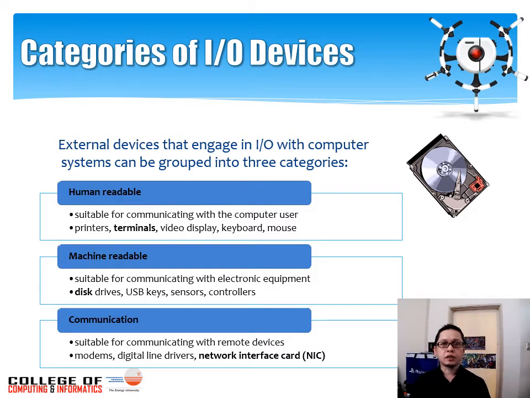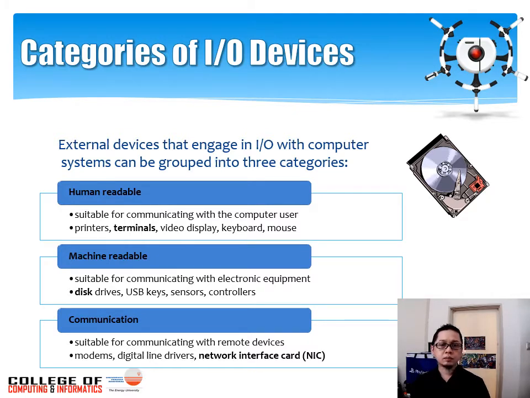At the same time, the output device is perhaps the printer or the monitor. The monitor is used to show you what is being processed, and the printer sends to you whatever you have printed out or want to have a report on. Based on that, we have a couple of categories of I/O devices. First is the human readable devices, which are for communicating with the computer user. These are the things that we actually understand. For example, the printers, the terminals, the video display, the keyboard, and also the mouse.